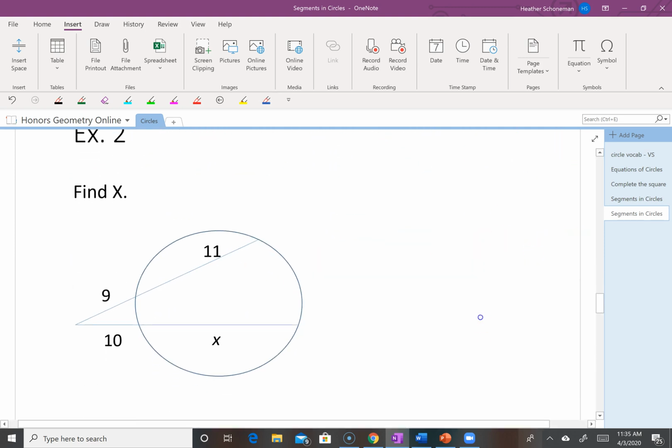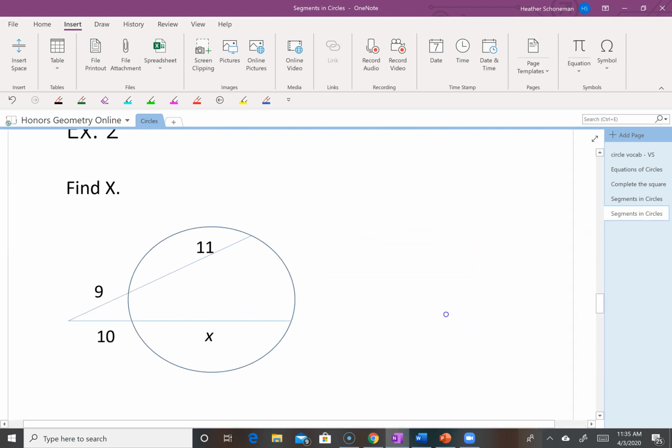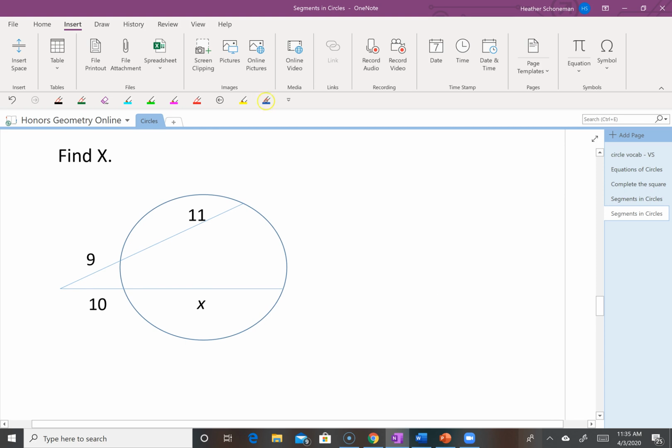All right, let's look at some examples of that. So example 2, we've got 2 secants. So we've got something outside of the circle, so it's going to be part times whole. So the part that's outside is 9 times the entire length.